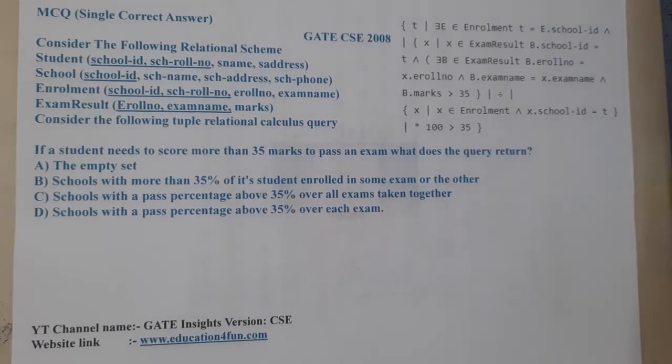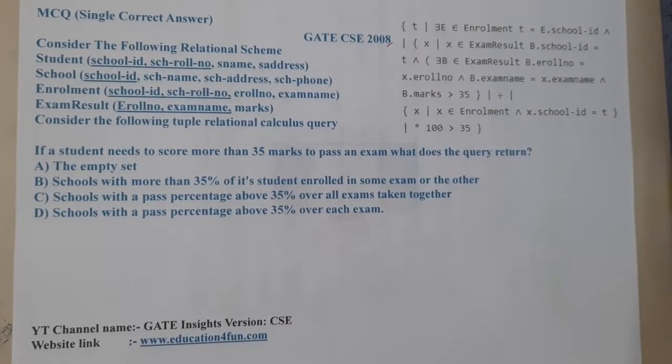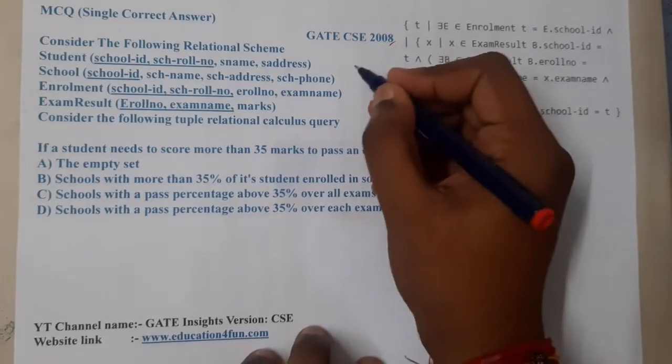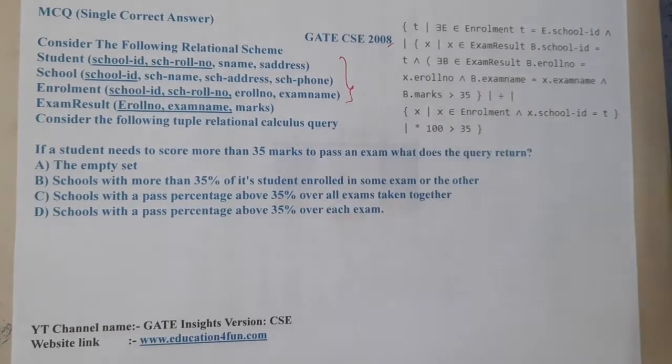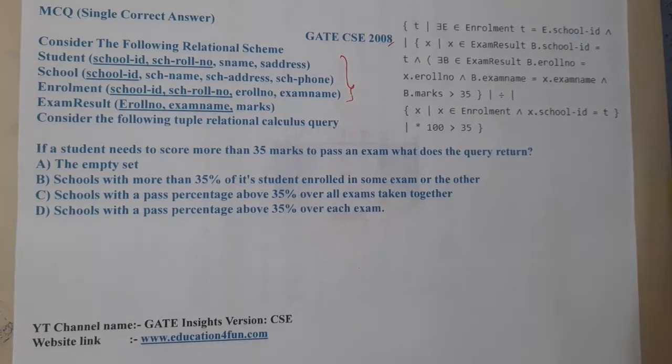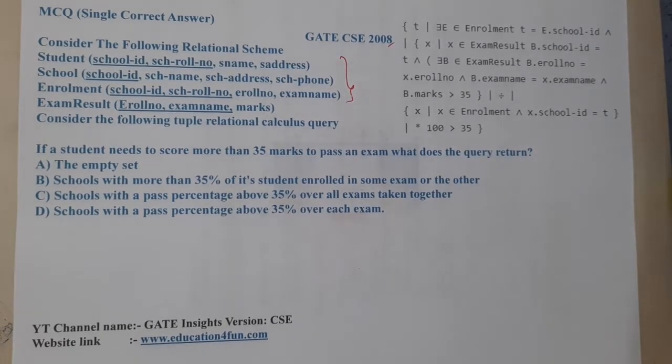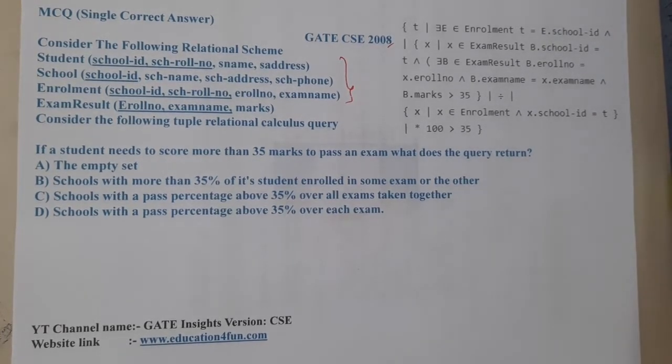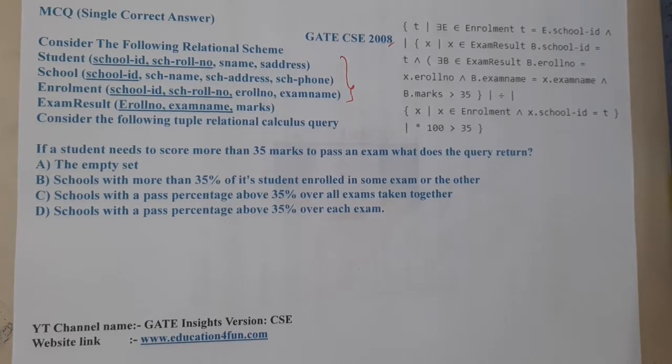In this lecture, let us go through the next question. This question belongs to GATE CSE 2008. The given question is: consider the following relational schema. They give the details of the tables, and they are saying consider the following tuple relational calculus. If a student needs to score more than 35 marks to pass an exam, which of the following does the query return? So basically they are asking what this query will return.